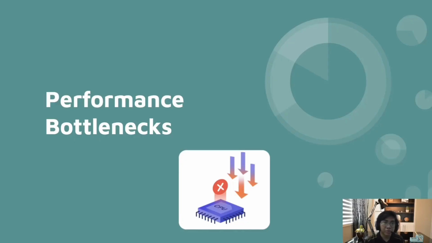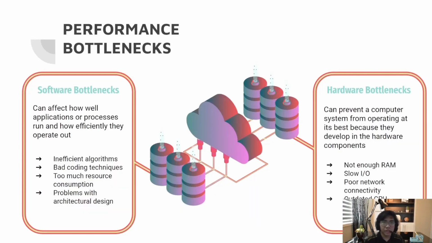Assalamualaikum. My name is Muhammad, and today I'm going to present about performance bottlenecks. A performance bottleneck is a specific component or resource that limits the overall performance and efficiency of the system. This bottleneck can occur due to various factors such as hardware limitations, inefficient software design, or system configuration issues. Performance bottlenecks can affect both software and hardware components in a computer system or operating system.